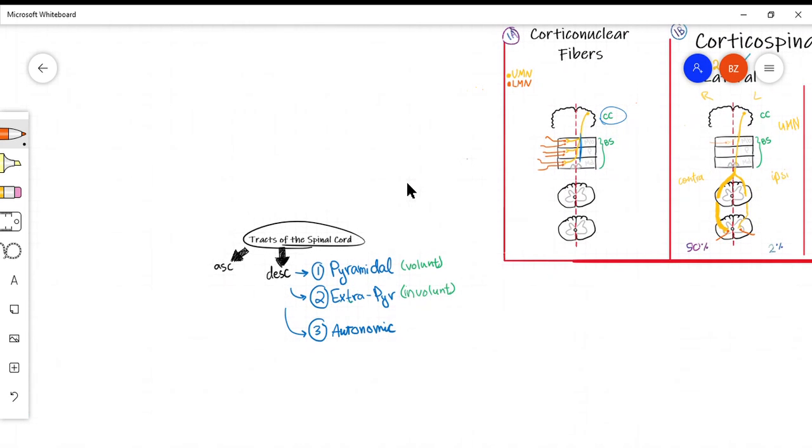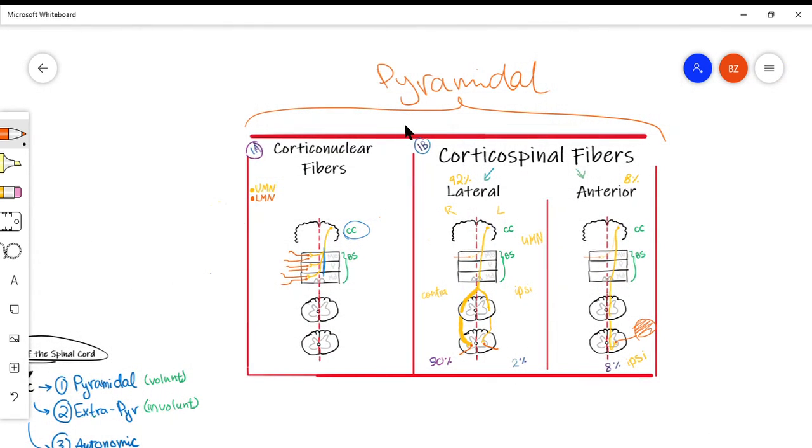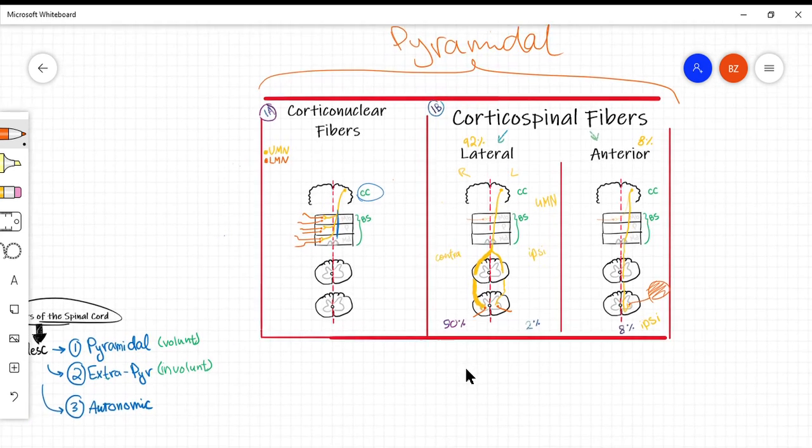Let's go again to the big picture. Spinal cord, ascending tracts, descending tracts. Descending tracts, 3 types: pyramidal, extrapyramidal, autonomic. The pyramidal gives voluntary control of our muscles, and it's further subdivided into corticonuclear and corticospinal. The corticonuclear fibers, we call them 1A. The corticospinal fibers are further divided into lateral and anterior fibers. The lateral is further subdivided into 90% and 2%: 2% that is ipsilateral and 90% that is contralateral.